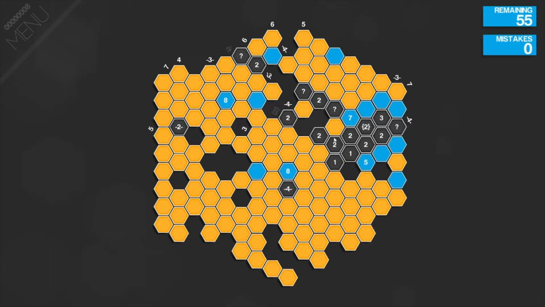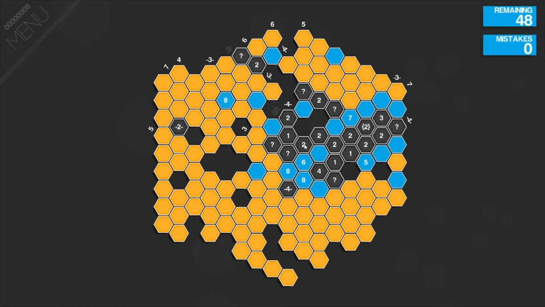We also get this 2 with only 2 tiles touching it, so we can mark both of those. This 2 is now satisfied. And let's take a look here. We have a 1 that is satisfied. We get a 4 with only 4 cells touching it. This 2 up here now is satisfied. This 2 is now satisfied. This 1 is satisfied. And already we're making some good progress, kind of creeping our way into the middle of this puzzle here.